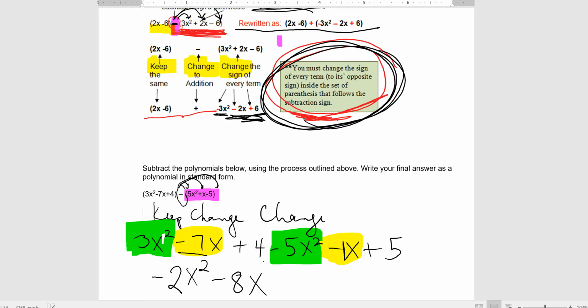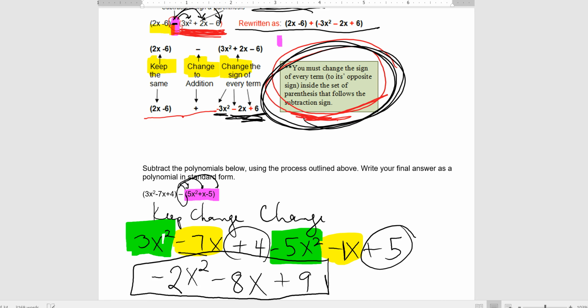And then last but not least, the numbers 4 and 5, we know add to 9, and this is how we get our answer, written as a trinomial, a term that has 3 parts to it.